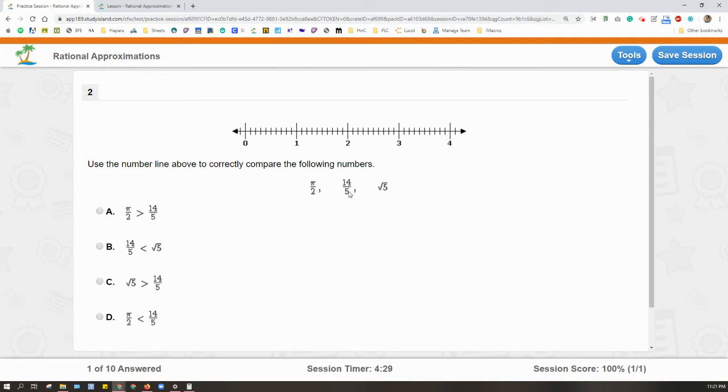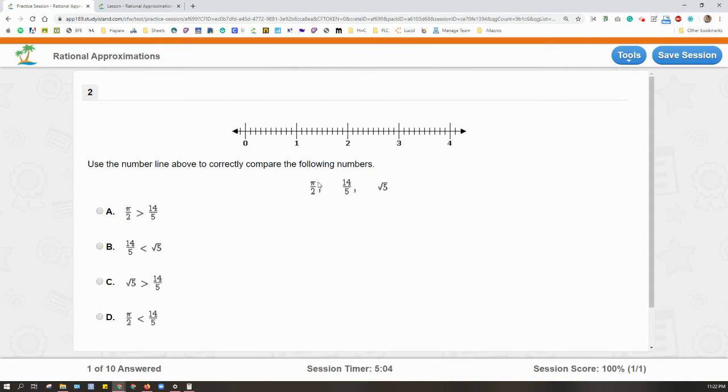Well, what about 14 fifths? Well, 15 divided by 5 is exactly 3. So 14 divided by 5 is less than 3. So this is a little less than 3. And then finally, we have the square root of 5. Well, I don't know what the square root of 5 is, but I know the square root of 4 is 2. So the square root of 5 is a little bit more than 2. So this number is a little bit more than 2. This number is a little bit less than 3. And this number is about 1.5, a little bit more than 1.5.